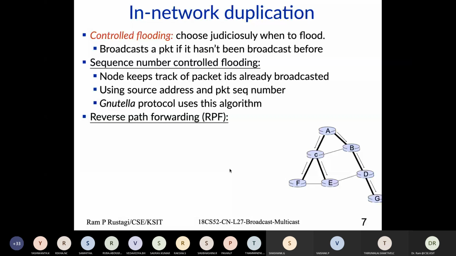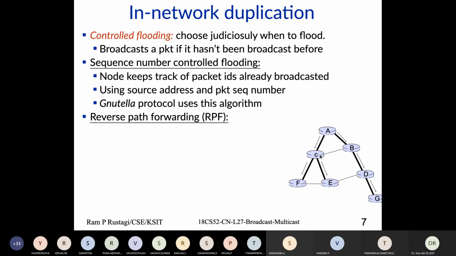When a router receives a packet in reverse path forwarding, it will forward it to other links only if the packet came on the shortest path. Let's look at the packet received by C. When a packet comes from A to C, that link is the shortest path to A from C. So when C receives a packet from A, C would forward it to F, E and B.